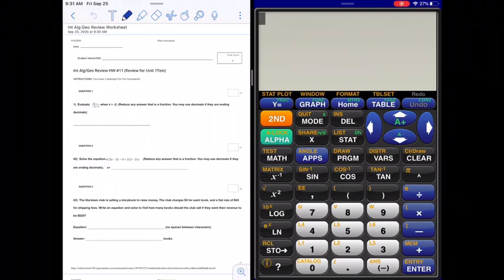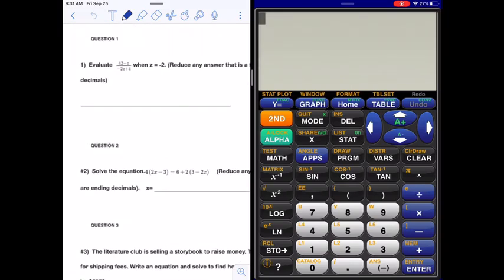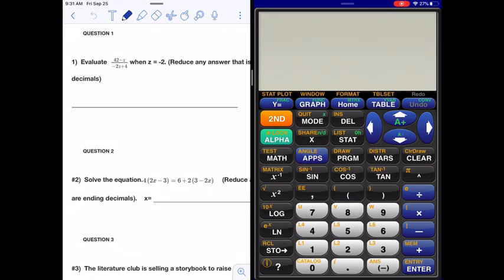Let's review for this upcoming test. Let's start with number 1. 42 minus z over negative 2z plus 4. I want you to evaluate that when z equals negative 2. So I'm going to take negative 2 and I'm going to plug it in here for z.